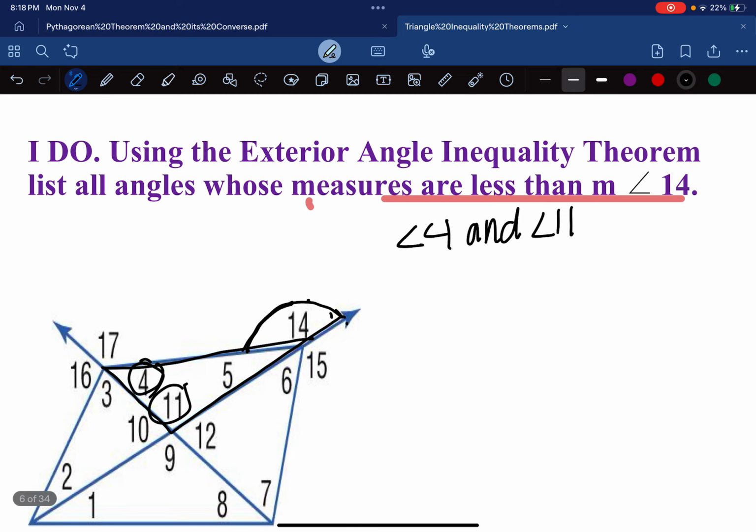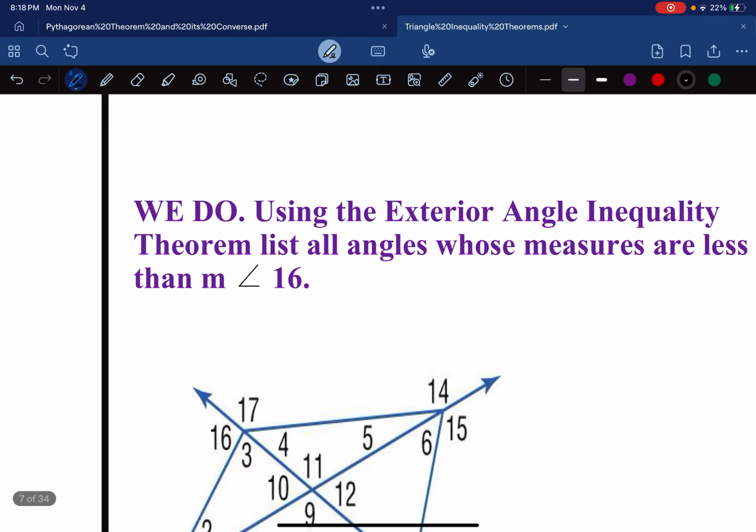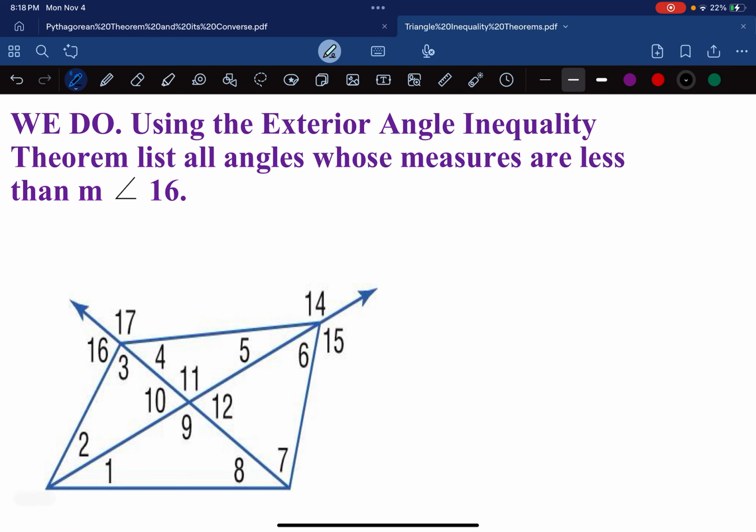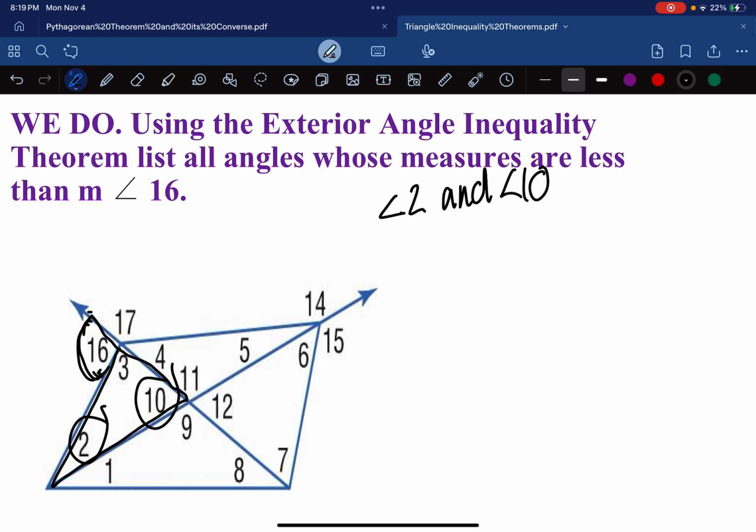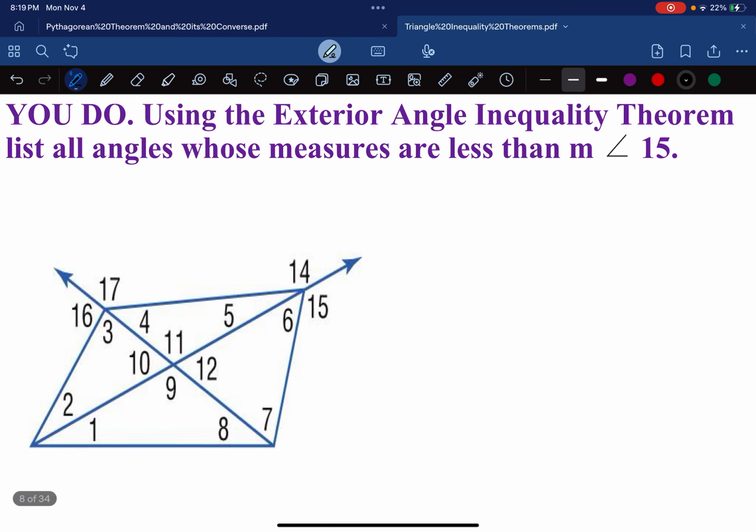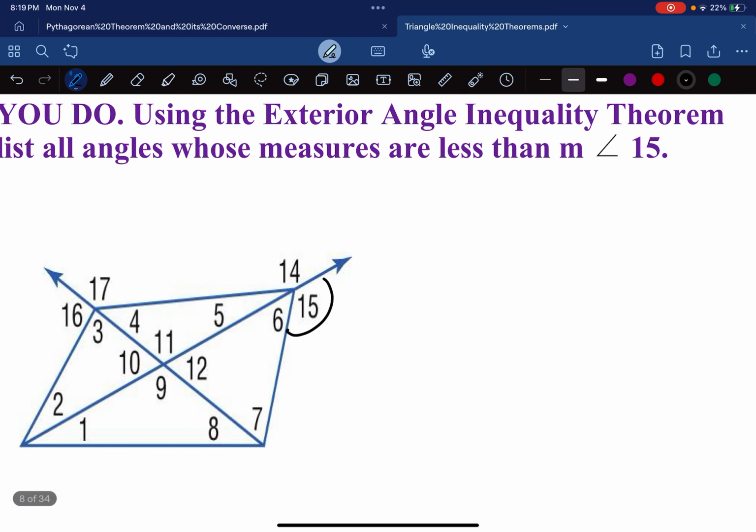Go ahead and try the next two. Pause the video and unpause it once you're ready. We're looking for 16. Again, I follow the angle, create a straight line to create my triangle. The ones that I would add to get 16 would be 2 and 10. Therefore, it is angle 2 and angle 10. This one, we're looking for 15. And that would be 7 and 12.